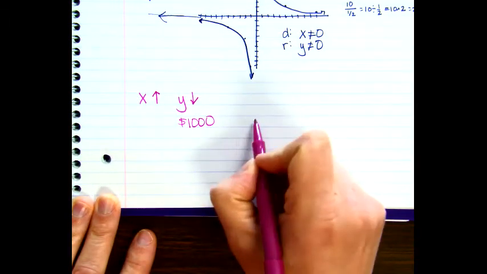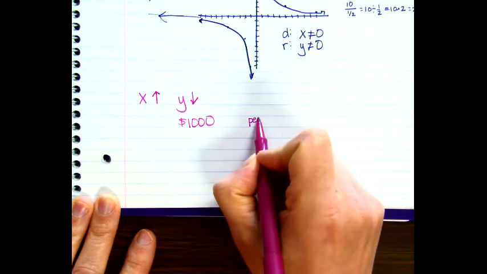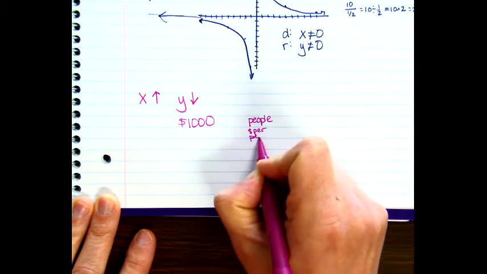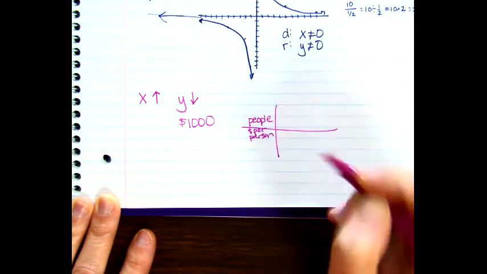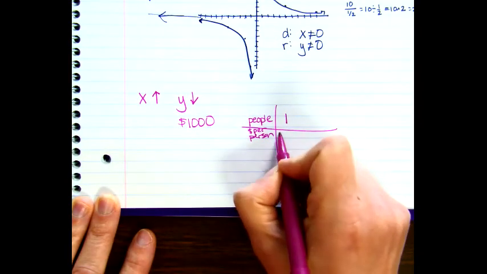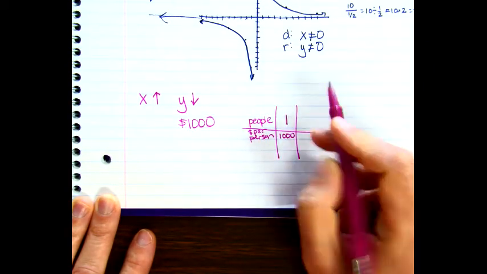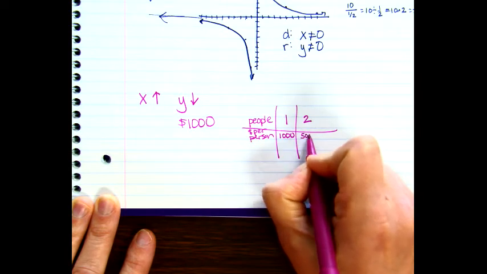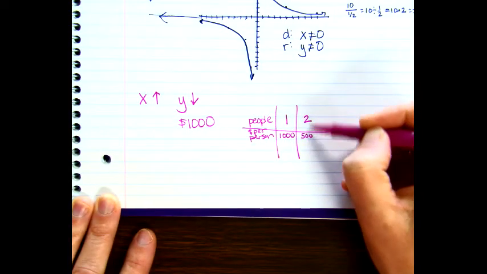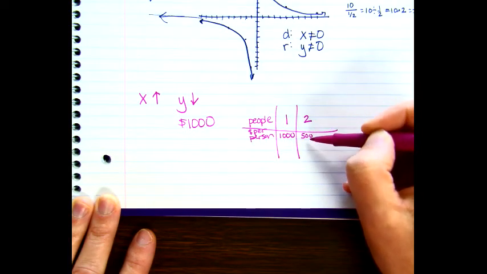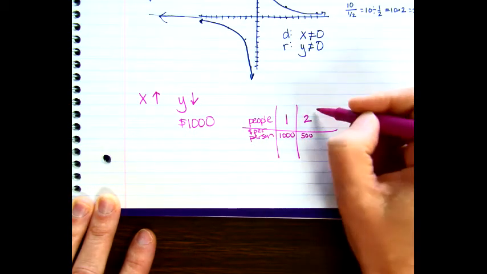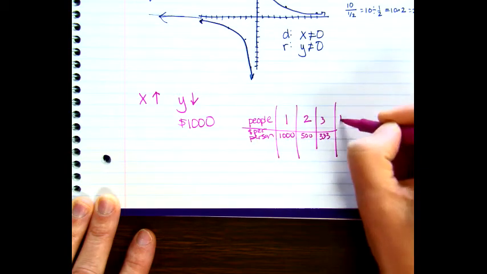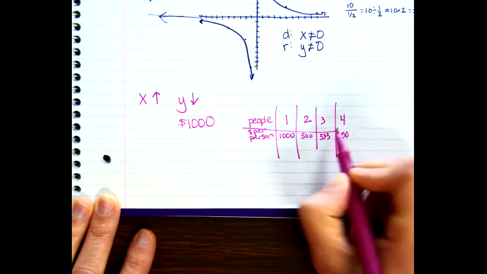If you rent that house, let's say you have people and price per person. If just you rent that house by yourself, you're going to pay $1,000. If you and a friend both rent the house, you're each going to pay $500. Together, you still have to pay that $1,000, but per person, the price is going down. For 3 people, it would be $333-ish. For 4 people, it would be $250.